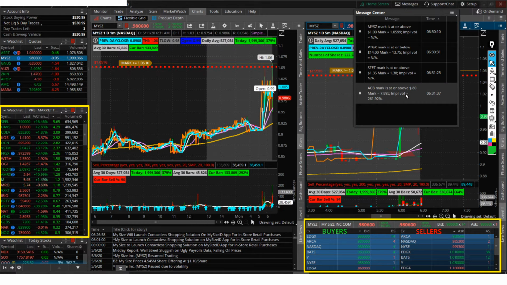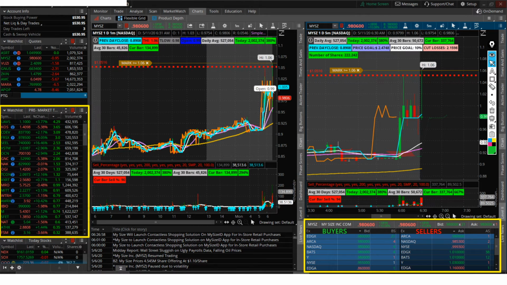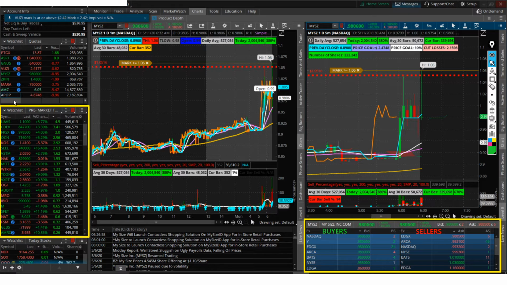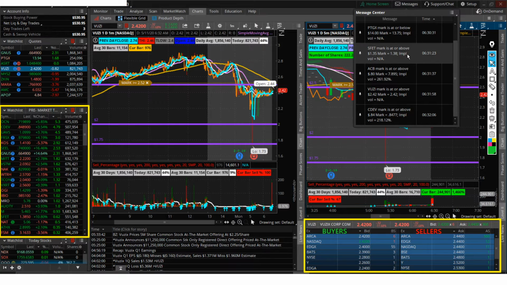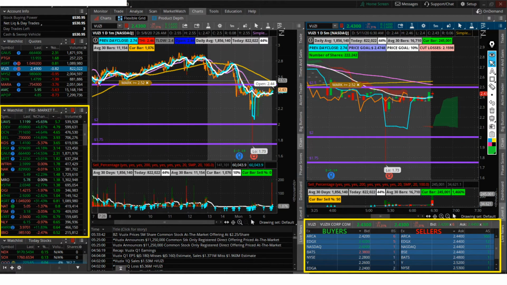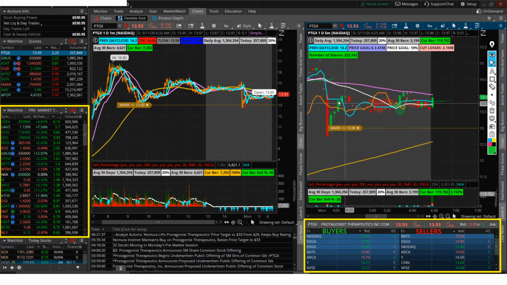So it looks like it has some other alerts. What I have: PTGX below $1.14. PTGX. Oh, this is one that I was watching. VUZI. I'm getting a lot of alerts. Above 2.42. So VUZI above 2.42. So I'm waiting for it to hit the 2.52 mark. PTGX below $1.14. This one I'm waiting because I'm waiting for it to get short sold.